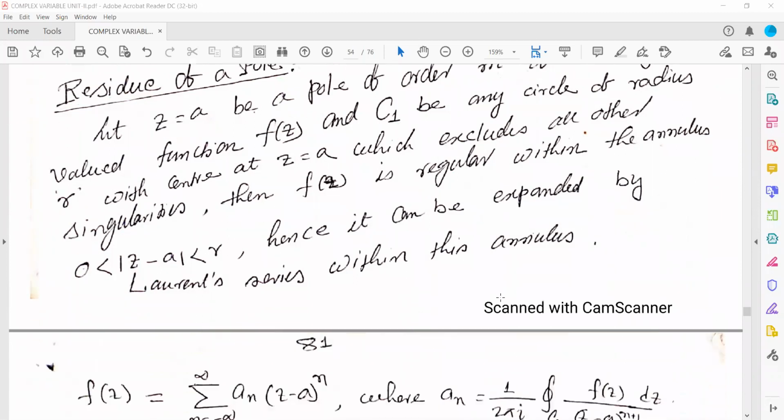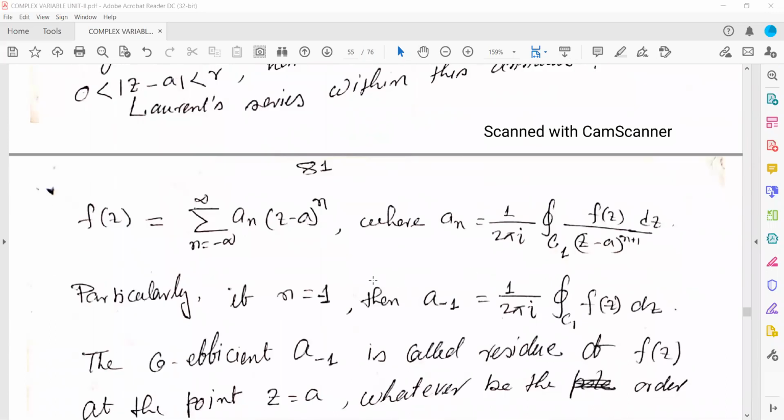Then by the Laurent series, within this annulus region, f(z) will be the sum from n equal to minus infinity to infinity. If you break it into two parts, then it will be n equal to 0 to minus infinity, and n equal to 0 to infinity. So two series will come. If you remember your Laurent series expansion, there is a sum of two series. That two series I have combined under one summation, that's why I have taken n equal to minus infinity to infinity, a_n (z minus a) to the power n.